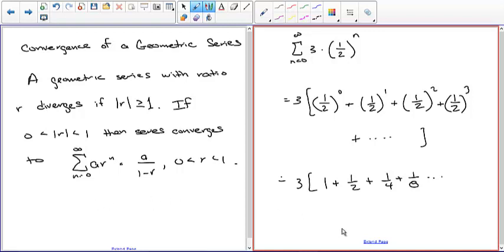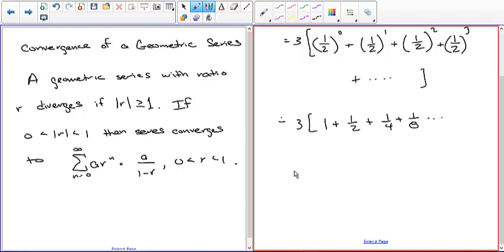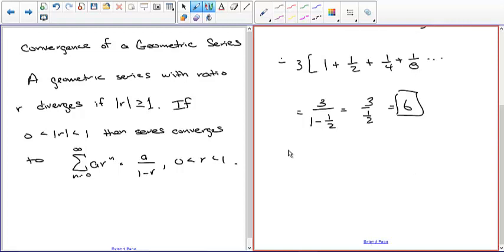And if we use the formula, the sum is equal to a, which is 3, divided by 1 minus 1/2. So you get 3 divided by 1/2, which is equal to 6, which is what we thought it would be, just kind of guessing. If it was a third, we could still use the formula: a third to the 0 power plus the third to the first power plus the third squared, etc.